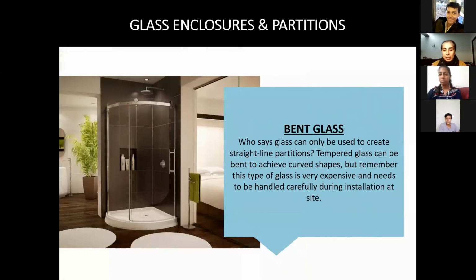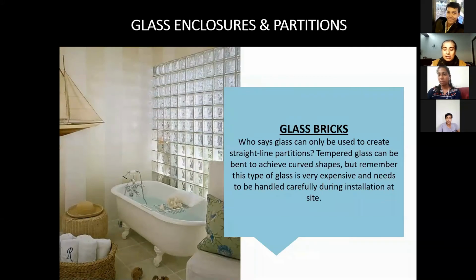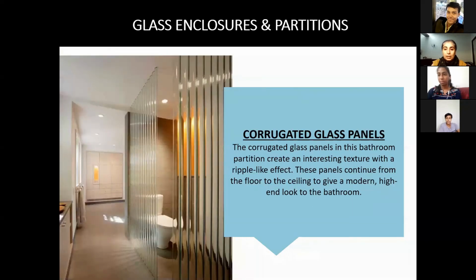Then bent glass. Who says that glass can only be used to create straight line partitions? Tempered glass can be bent to achieve curved shapes. However, this type of glass is very expensive and needs to be handled carefully during installation at the site. Then another option is that of glass tiles and glass bricks. Then we also have an option of corrugated glass panels. The corrugated glass panels in this bathroom, for example, create an interesting texture with a ripple-like effect. These panels continue from the floor to the ceiling to give a modern high-end look to the bathroom.